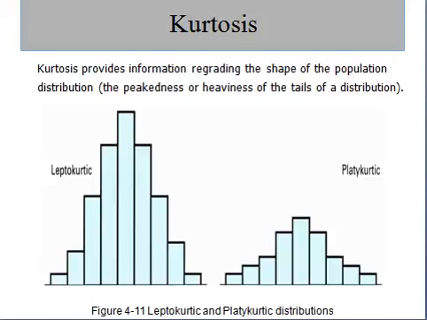Kurtosis provides information regarding the shape of the population distribution, regarding the peaks and how heavy the tails of a distribution are. So here you can see that most of the mass is in the middle, and here it's more of a spread. And here we don't have that much heaviness of the tails.